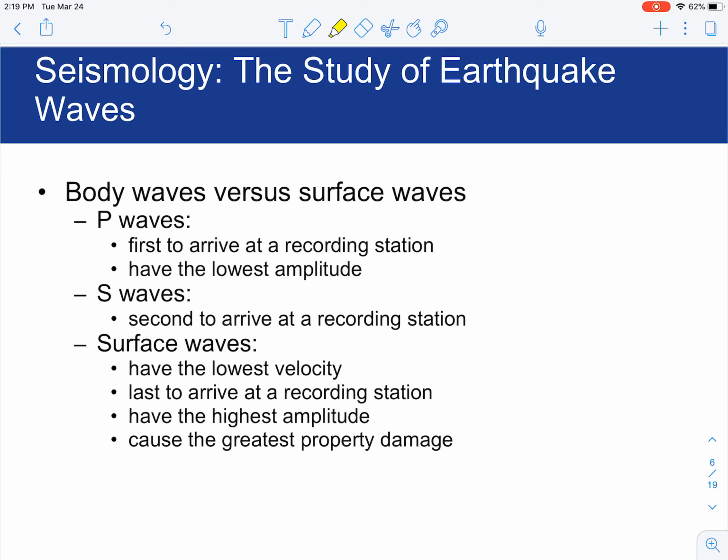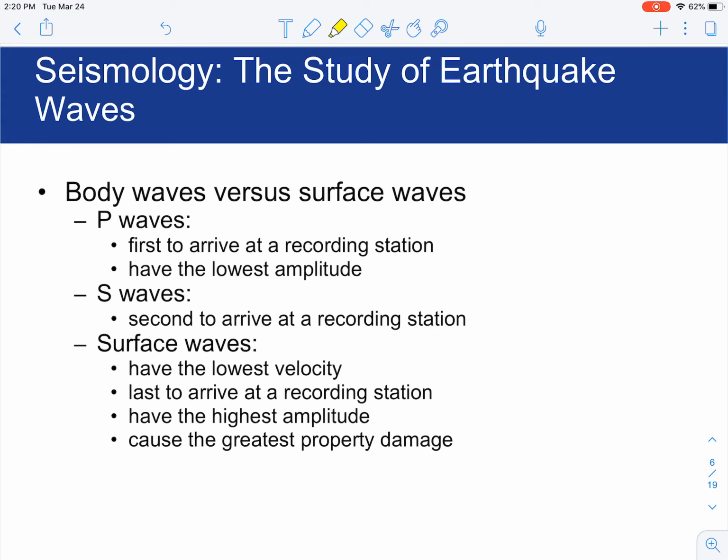Body waves are energy waves that travel through the Earth's interior, whereas surface waves are energy waves that travel only on the Earth's surface. And consequently, those would be closest to an earthquake epicenter. So, when we look at seismic waves, we can use them to determine distance to an earthquake in real time.